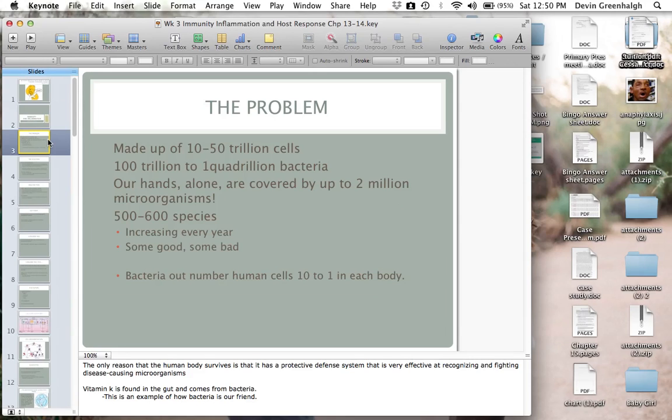There are 10 to 50 trillion cells and 100 trillion to 1 quadrillion bacteria. And our hands and body can have lots of microorganisms and bacteria. Bacteria outnumber human cells 10 to 1 in each person's body.